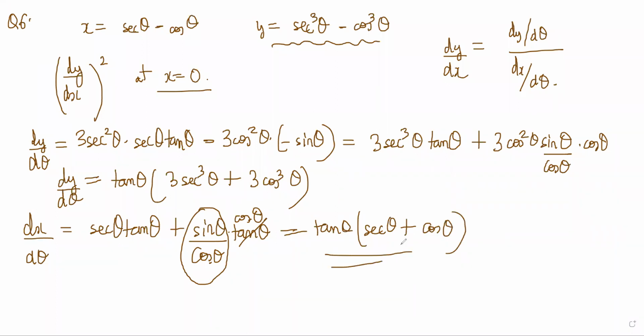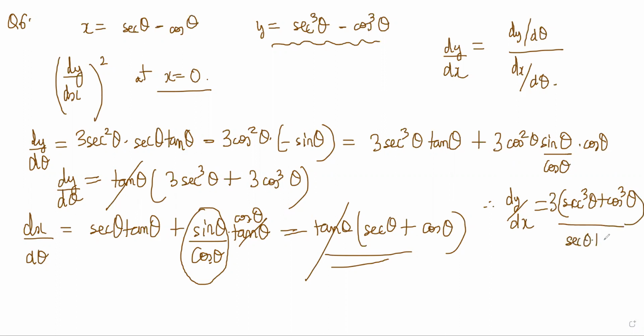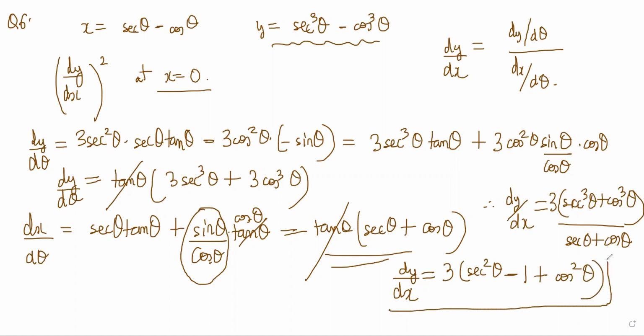Why am I taking common like this, tan theta and all? Because ultimately you have to divide, right? So if you divide this, your tan theta will cancel. And what you'll get is dy by dx is equal to 3 times sec cube theta plus cos cube theta divided by sec theta plus cos theta. And that can be factorized and you get dy by dx is equal to 3 times sec square theta minus sec theta cos theta, which is 1, plus cos square theta. This is my dy by dx.